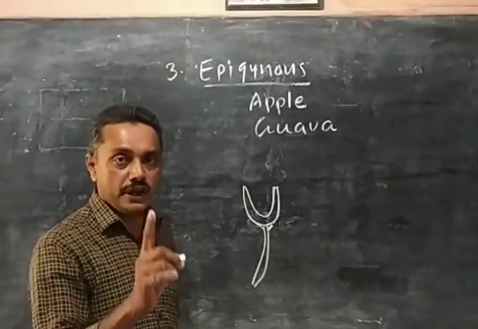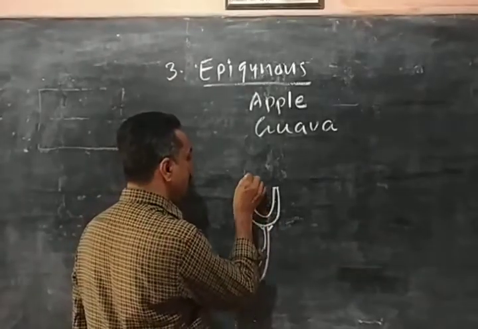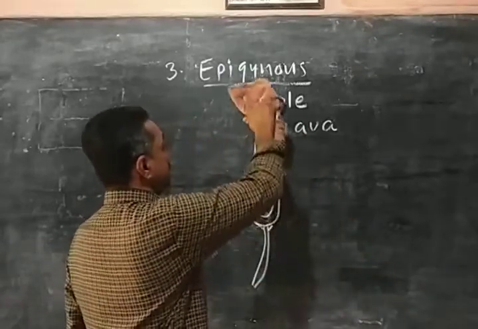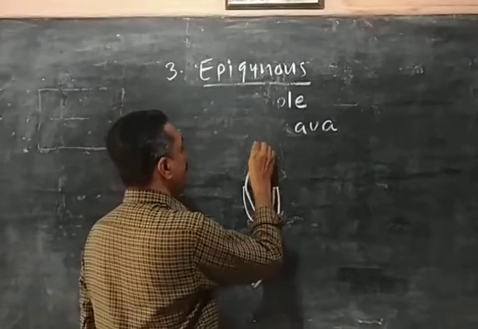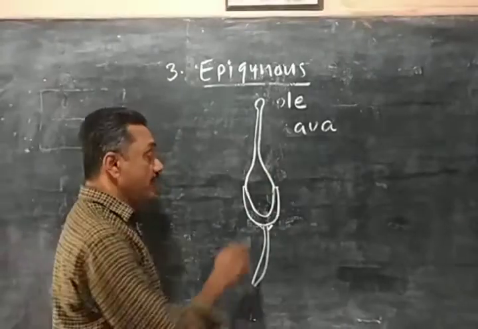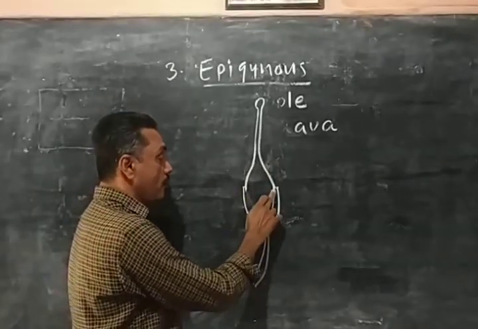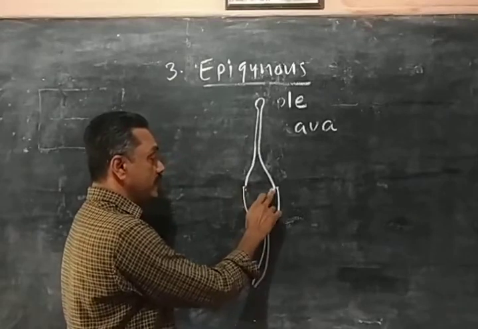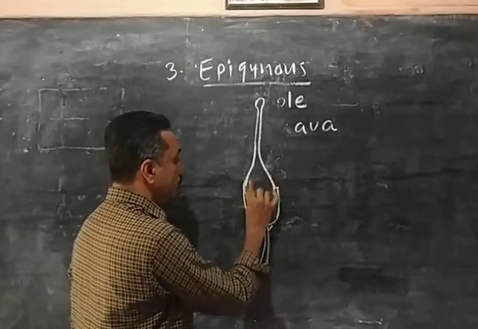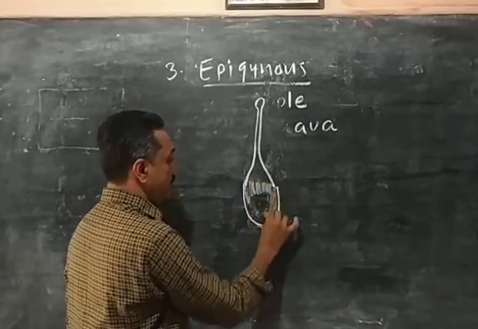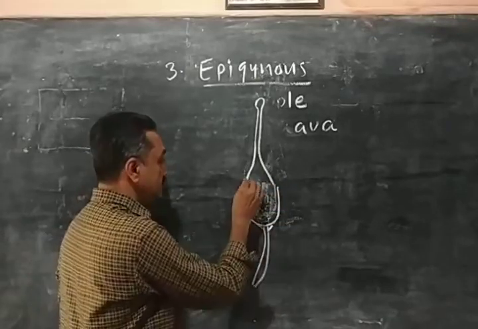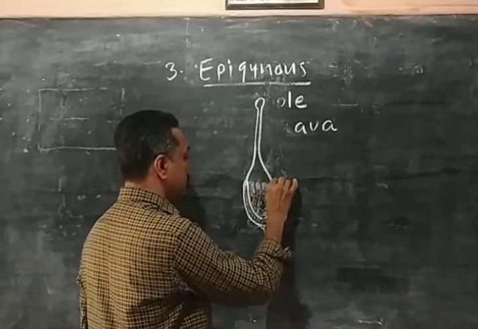The ovary originates from the base of the cup-shaped thalamus, like this. And the ovary is completely fused with the thalamus. We cannot see what is ovary and what is thalamus. We cannot differentiate which is thalamus and which is ovary. This is the fused ovary.